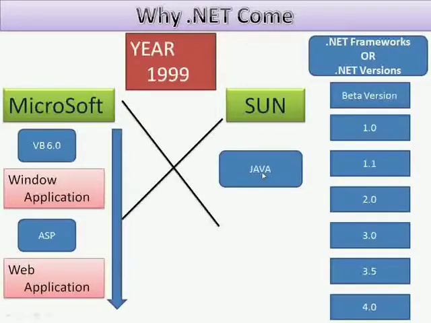There was Java, again a technology of Sun. There was heavy competition between VB 6.0, ASP and Java. Because of Java, the market of VB 6.0 and ASP was continuously going down. That's why Microsoft released the first version of .NET in 99, called a beta version. After that they released 1.0, 1.1, 2.0, 3.0, 3.5 and recently 4.0. These are what we call .NET frameworks or .NET versions.